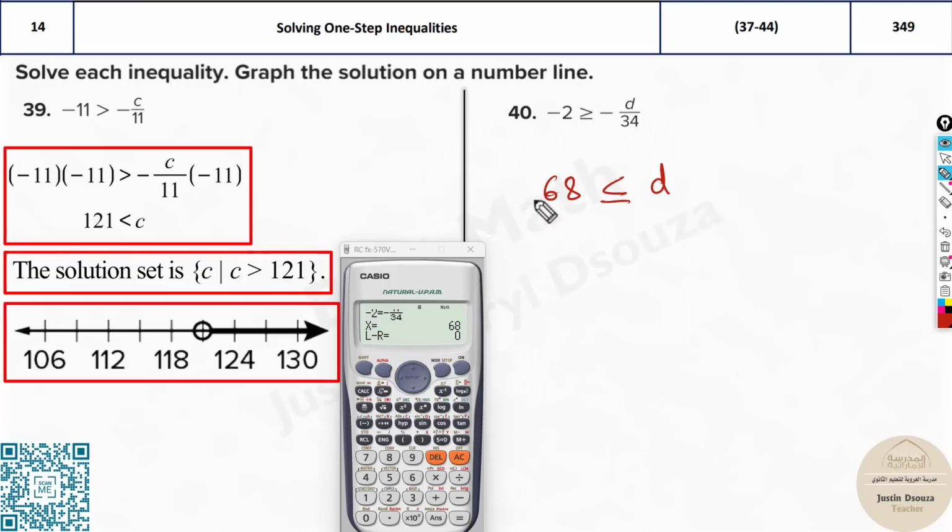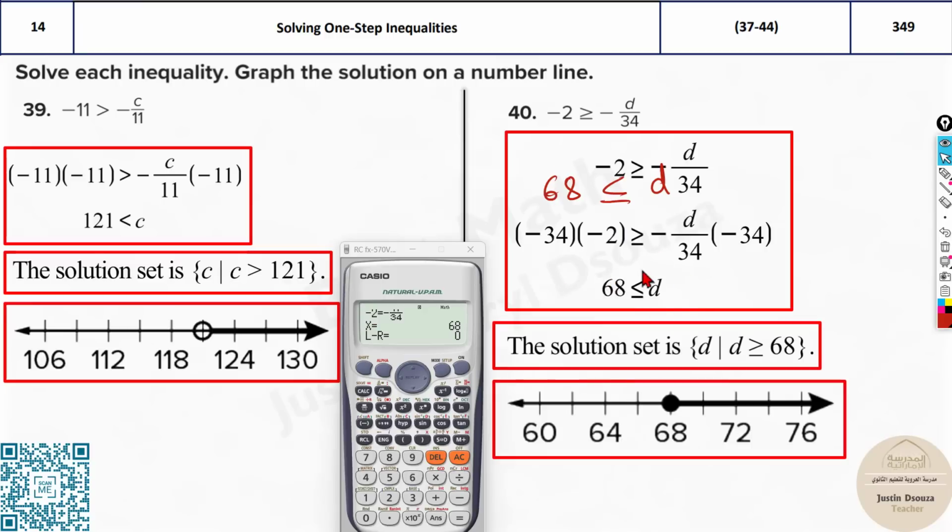It's simple once you understand the concept, but still students get confused with this flipping thing when there's negative. When there's positive, it's pretty straightforward. So if you're getting confused, just solve it up. Okay. Now here you can see this is the answer. Now in the solution set, we can flip it up. D first, greater than or equal to 68.